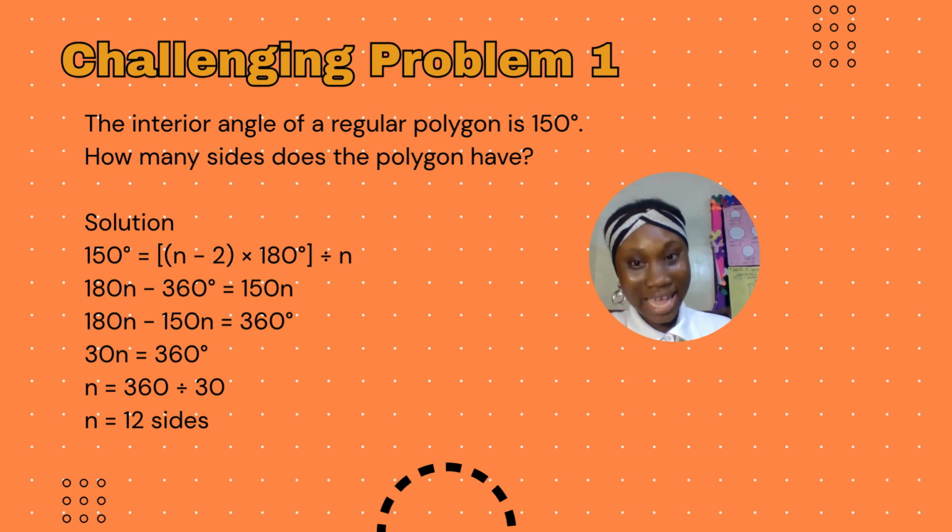And we have 180 n minus 150 n. They look alike, so they are together, okay? And on the other side, we have 360 degrees. By the time you subtract 180 n minus 150 n, you have 30 n is equals to 360 degrees. Remember that the letter has to go.